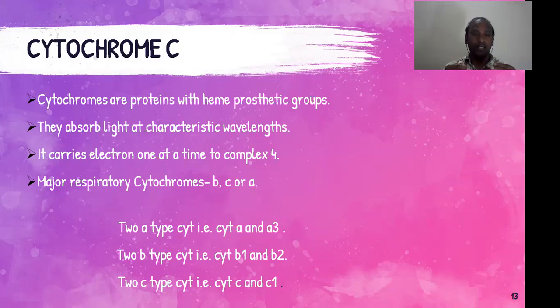The A type has two subtypes, that is cytochrome A and cytochrome A3. Cytochrome B will be in B1 and B2 forms. If you see cytochrome C, that will be cytochrome C and C1. These are the different forms of A, B, C possible in this electron transport chain.